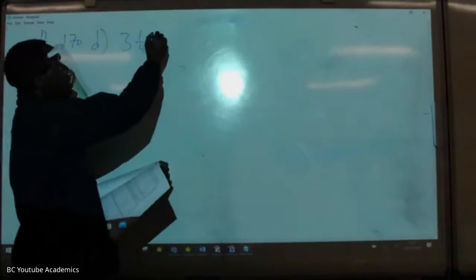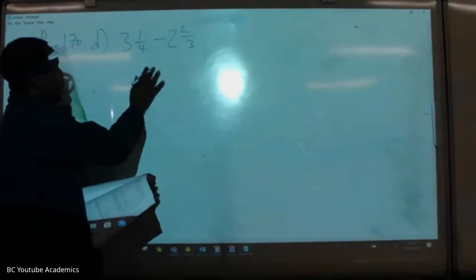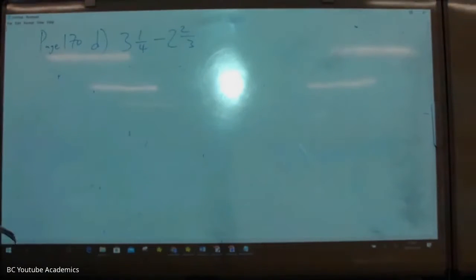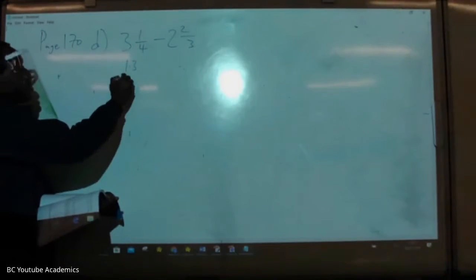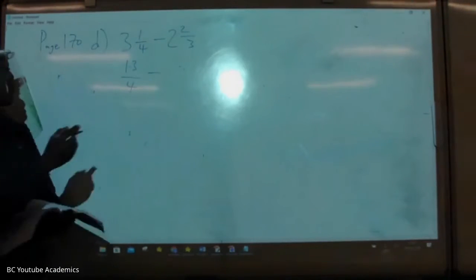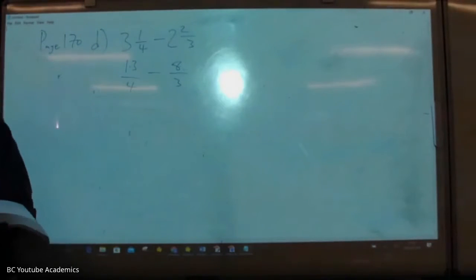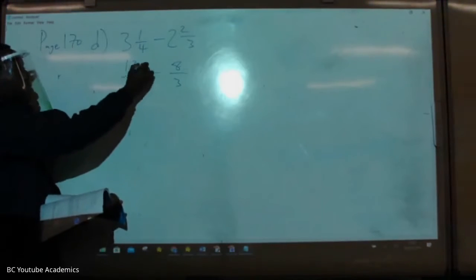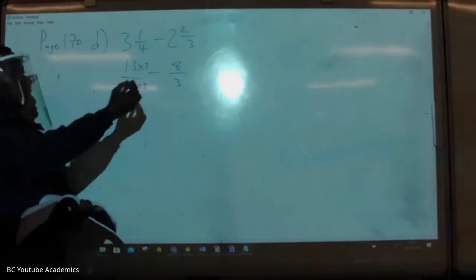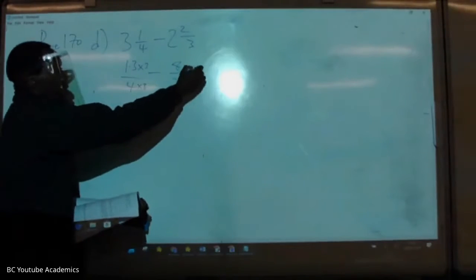So the question is 3 1/4 minus 2 and 2 fifths. First things first, we need to convert the mixed numbers to improper fractions. And what does that become? 13 over 4 minus 8 over 3. And remember, we look for our LCD, or our LCM. Now LCM is 12. So on the 4 we multiply by 3, and on the 3 to get to 12, we multiply by 4.